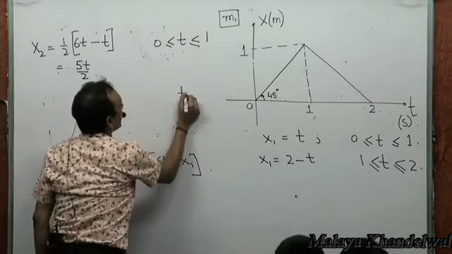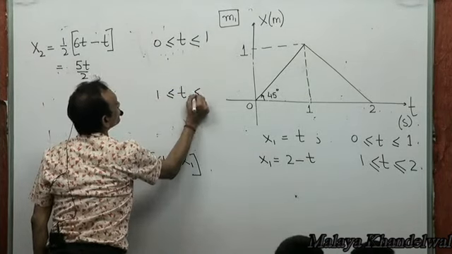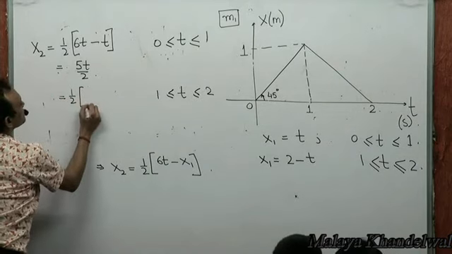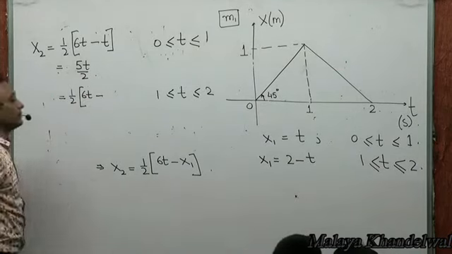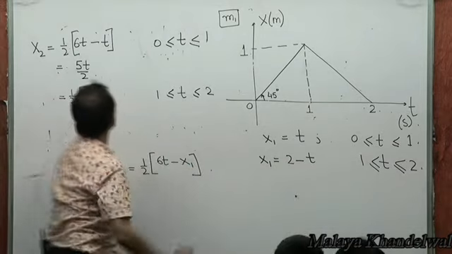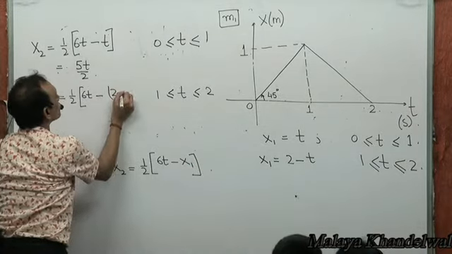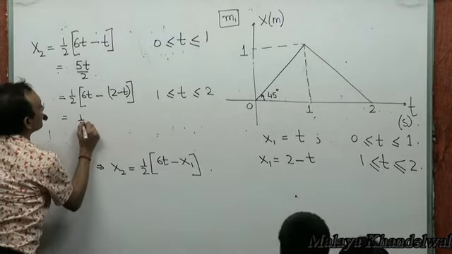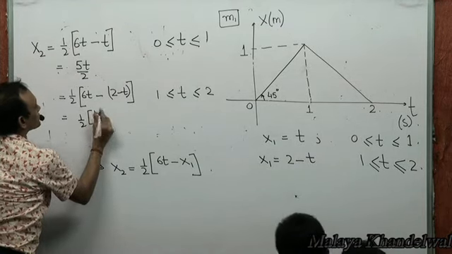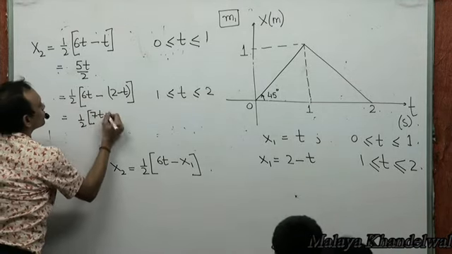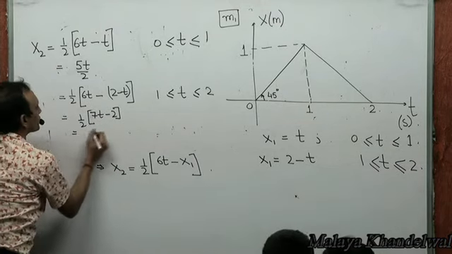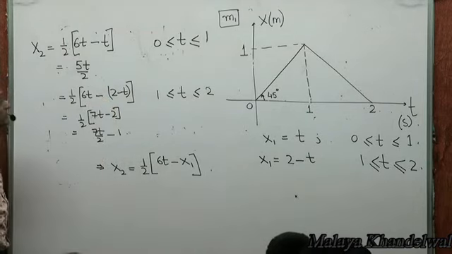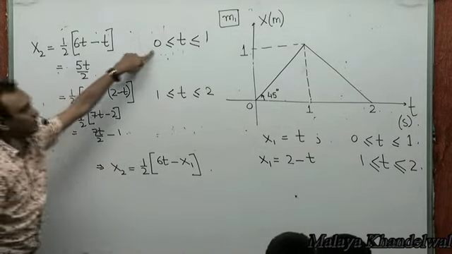Now for t lying between 1 and 2, x2 can be looked upon as half of 60 minus x1. x1 is 2 minus t in this case. Which is half of 70 minus 2t, which is 70 by 2 minus t. Yes or no? That's x2 as a function of time in this regime.